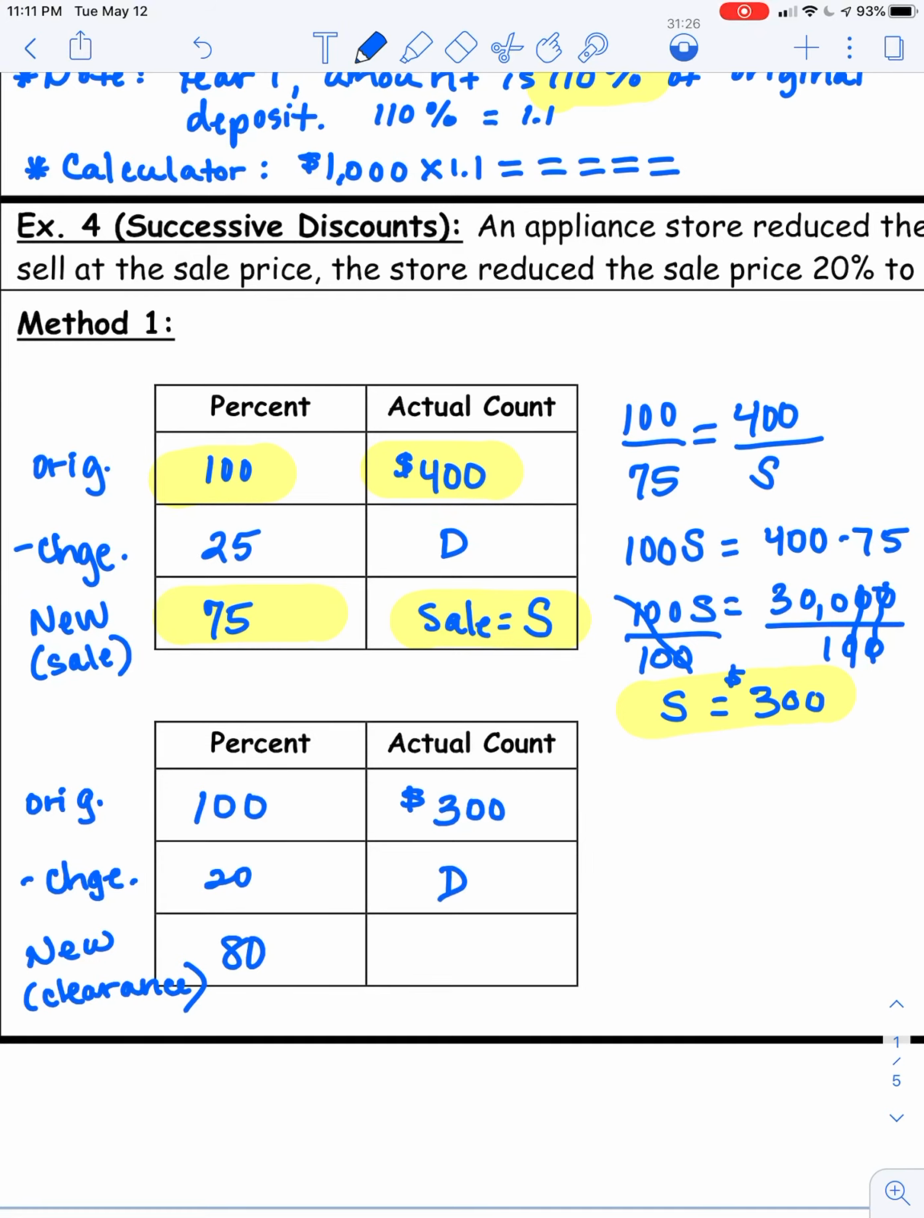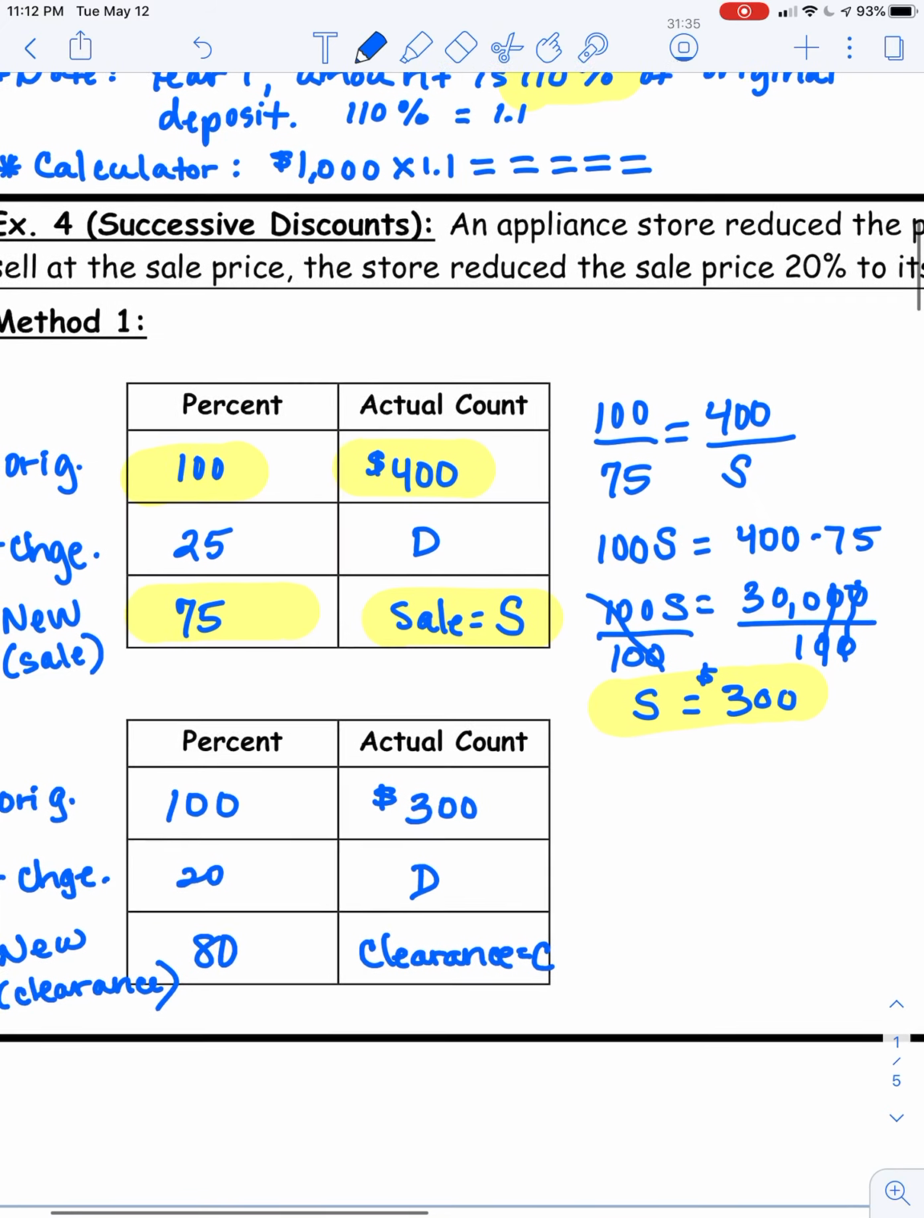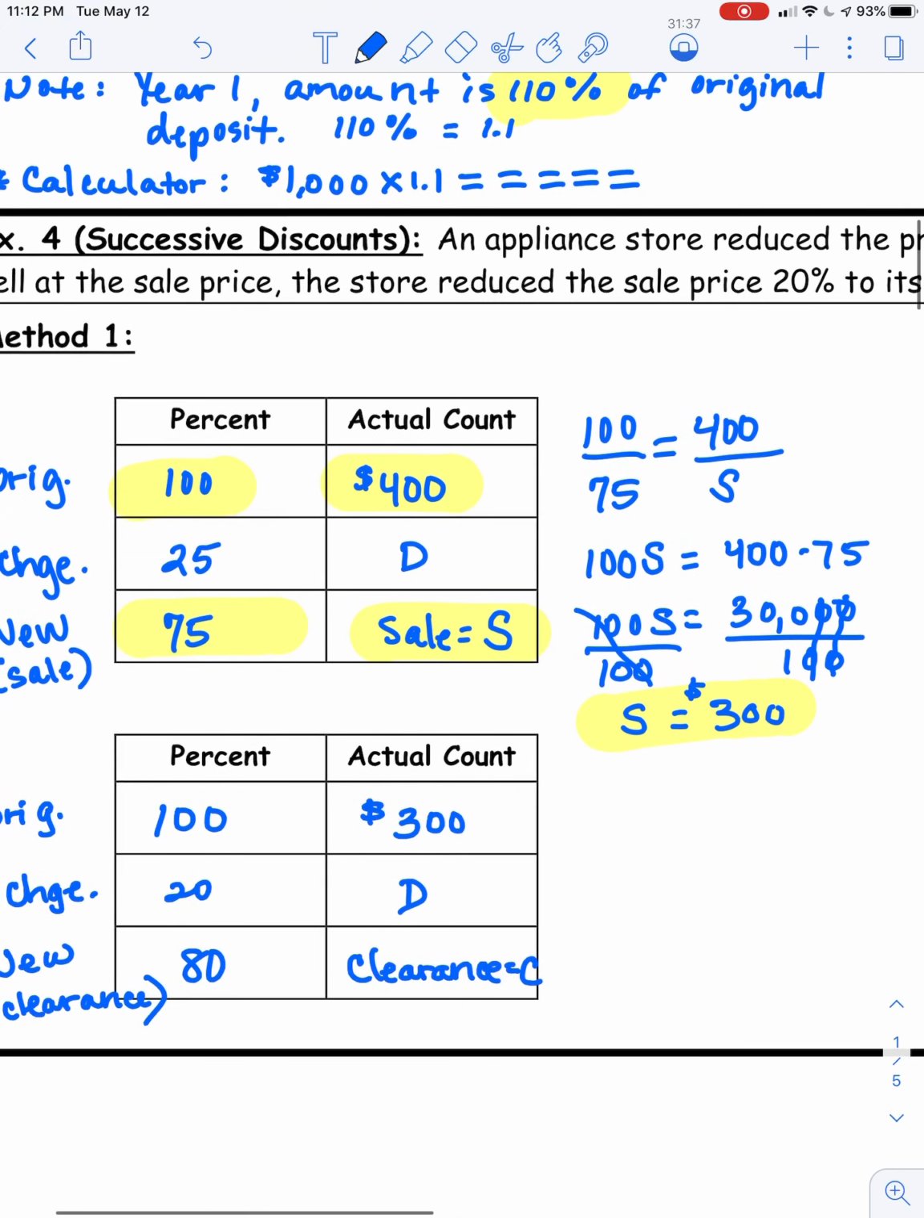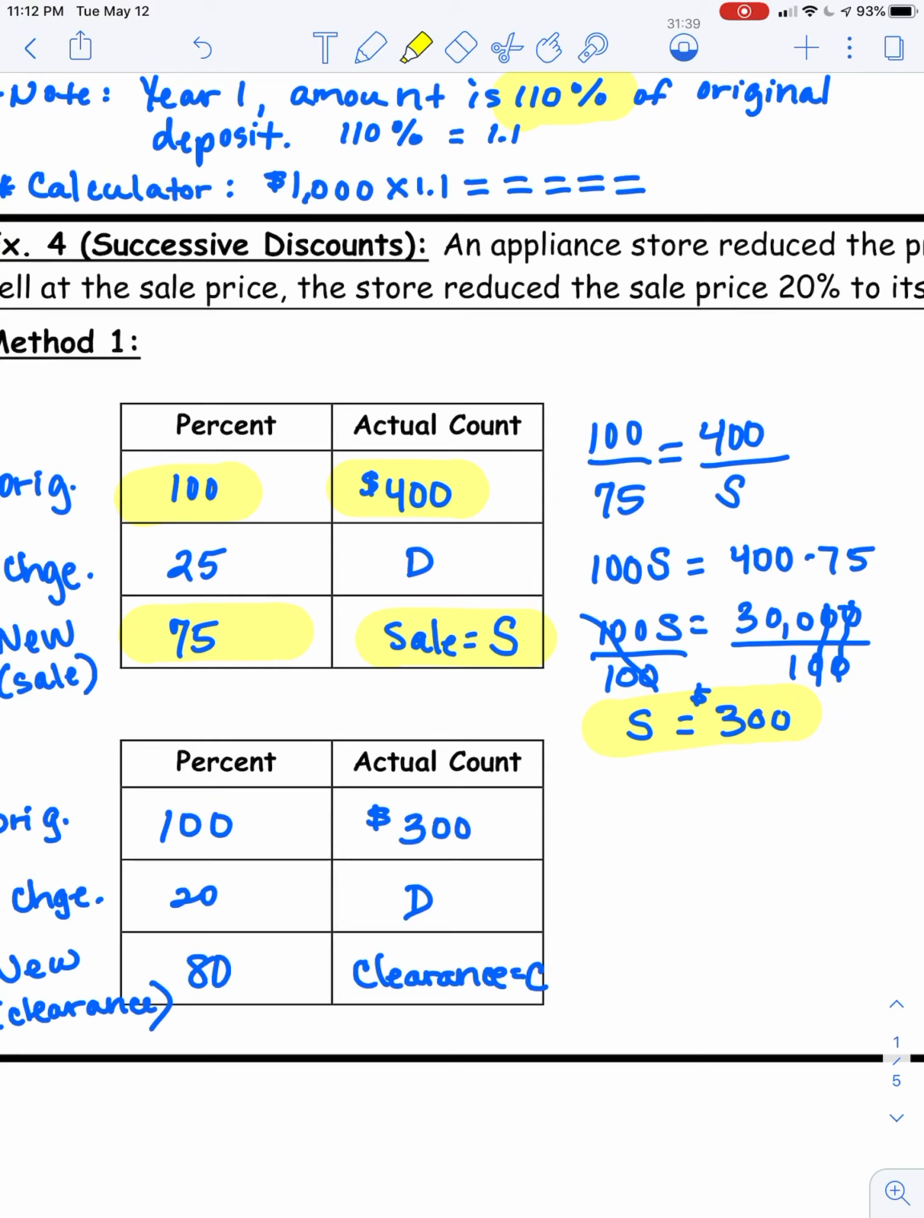Okay, and I don't know what the change amount is, and I don't know the clearance price. But what we're supposed to find out is the clearance price, and we're going to call that C. So let's set up our proportion again. So I have this amount, and I have this amount, and I need to find the clearance, so then I need to use the 80. Alrighty, so let's set up our proportion. So I have 100 over 80 equals 300 over C.